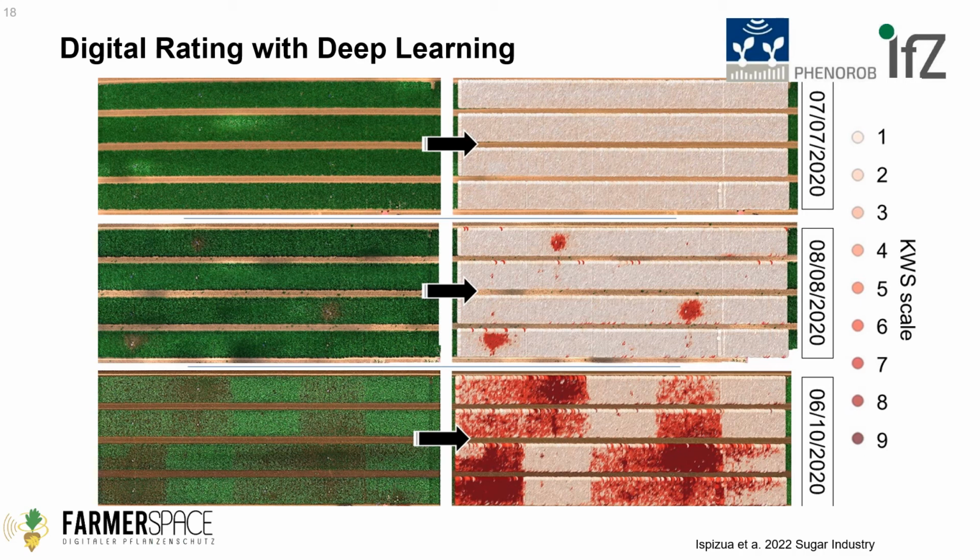of the drone. On the left side of the slide, you see the RGB orthomosaic images, which are visualized, and on the right side, you see the automated rating of each individual plant in accordance to the KWS scale with the CNN-based approach. So we can now easily observe the first diseased sugar beet plants at the beginning of August in the experiment.